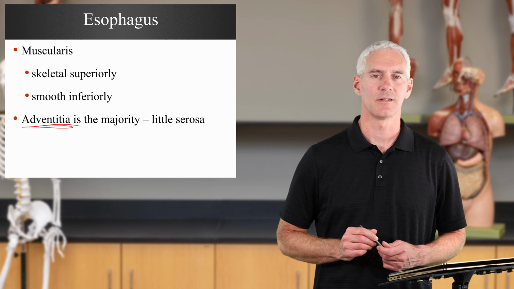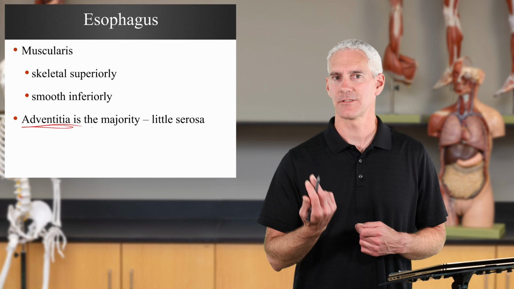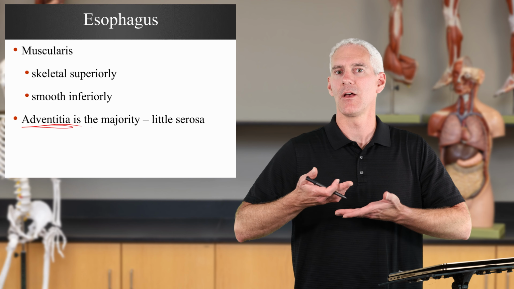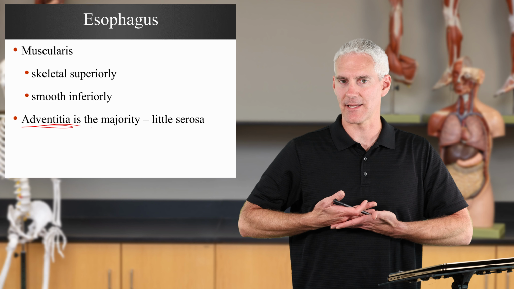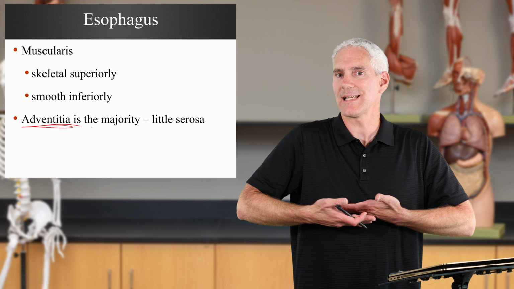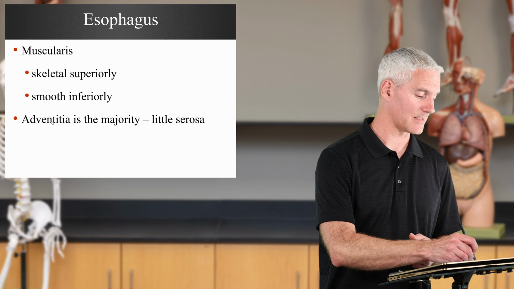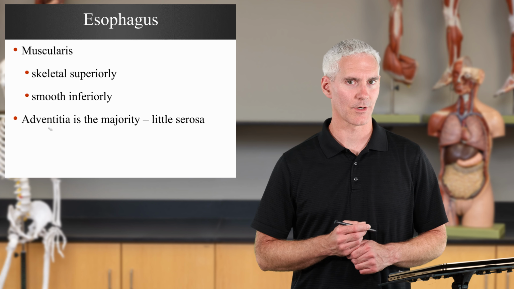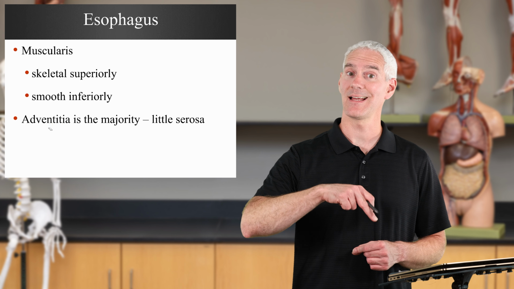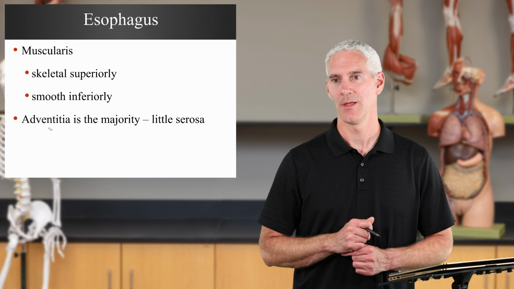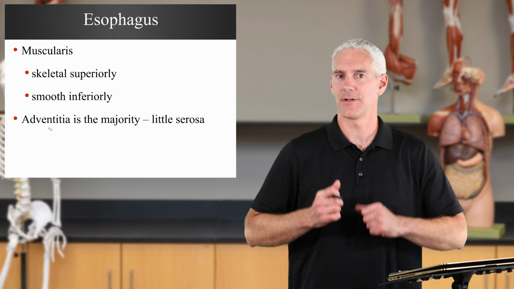The adventitia is the outside tunic, so the most exterior tunic from the pharynx to the diaphragm. Once you pass the diaphragm, then it's serosa. So again, remember, the esophagus is the only one of the GI organs that has both serosa and adventitia, because it's below and above the diaphragm.